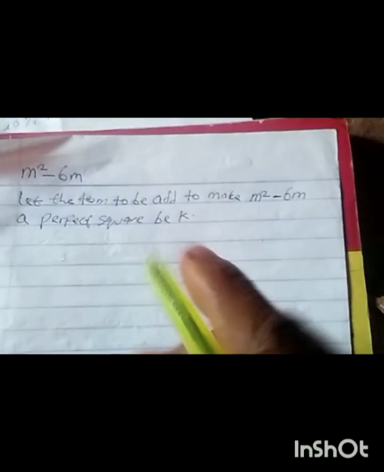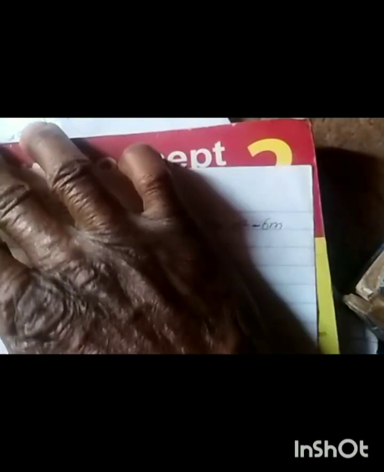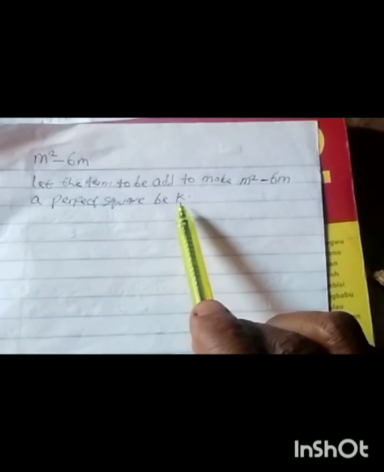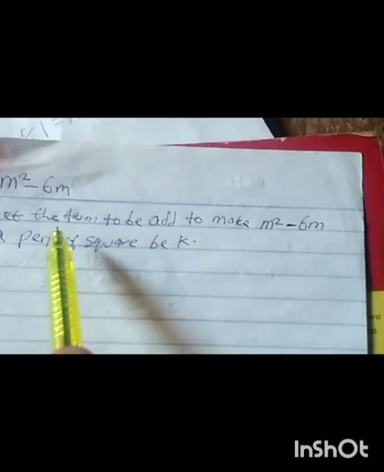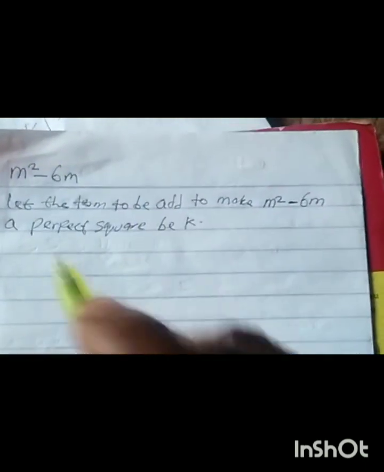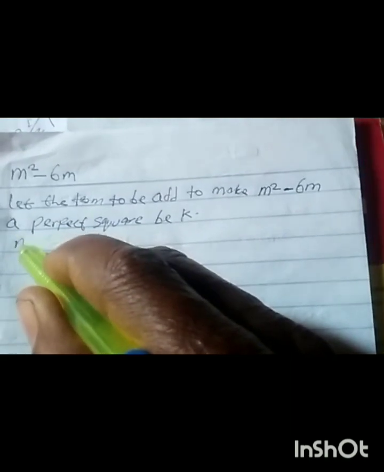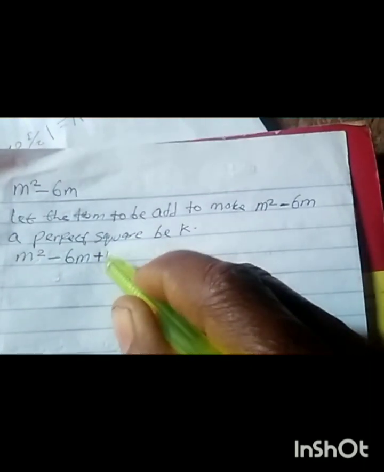So we are going to add k to m squared minus 6m to make it a perfect square expression. So in this case we have m squared minus 6m. We say let the term to be added to make m squared minus 6m a perfect square be k. So working with that, this will be m squared minus 6m plus k.